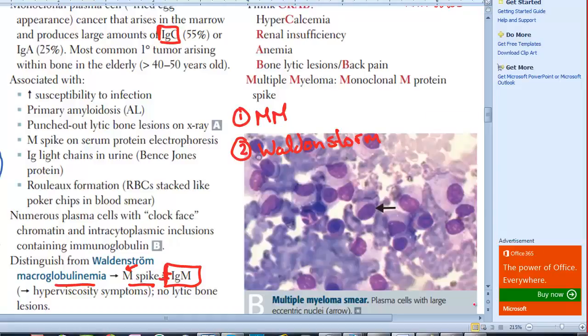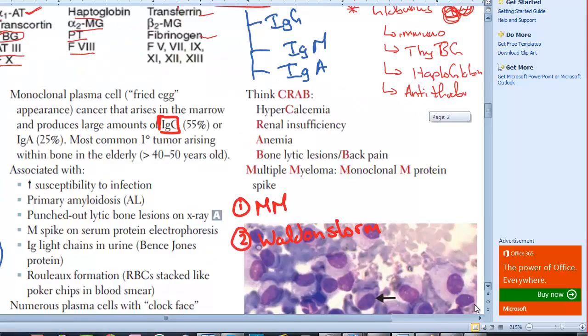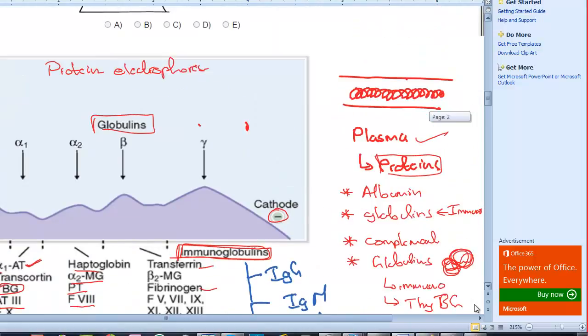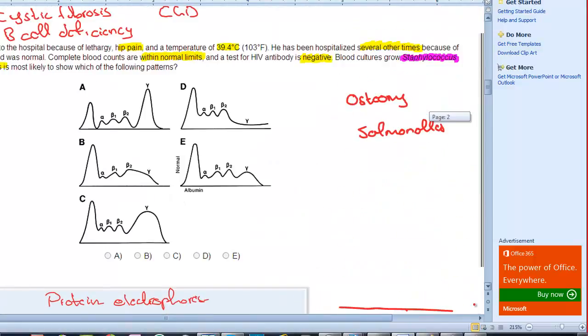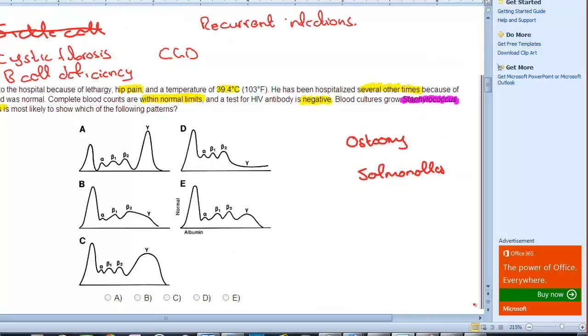So tell me, if this is your serum electrophoresis of multiple myeloma, what if you're immune deficient? I just want you to think about it. What's going to happen when you're immune deficient? And I want you to answer this question. So it's going to be option D. Excellent.